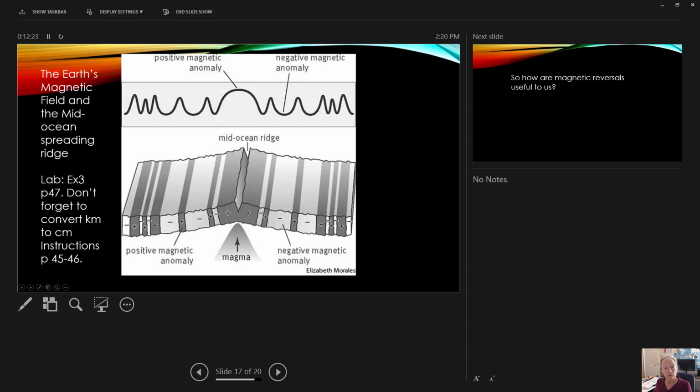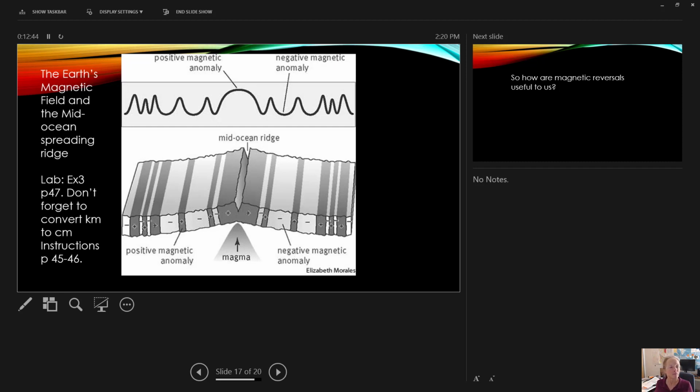It's cracked, right, because it's a plate boundary. This side is moving that way, this side is moving that way. And instead of normal and reverse, they're putting positives and negatives. So what you're seeing here is, again, lines of rock that have moved apart from the spreading ridge.